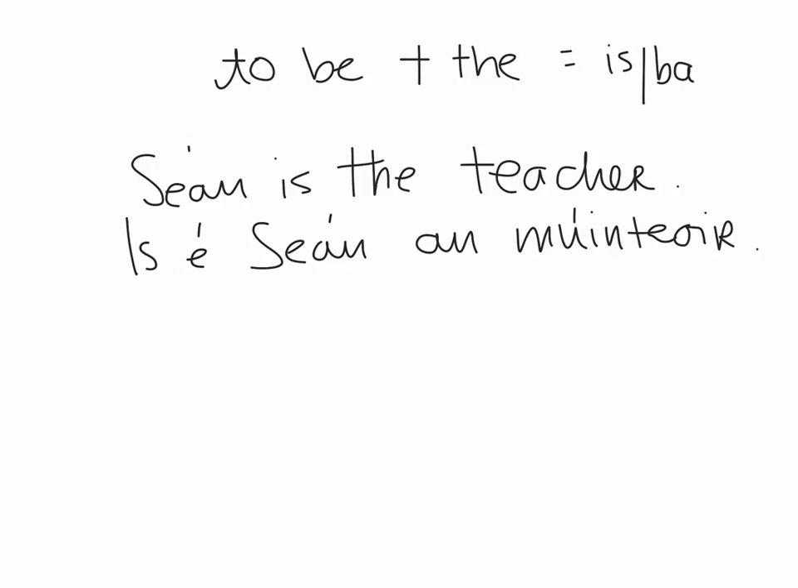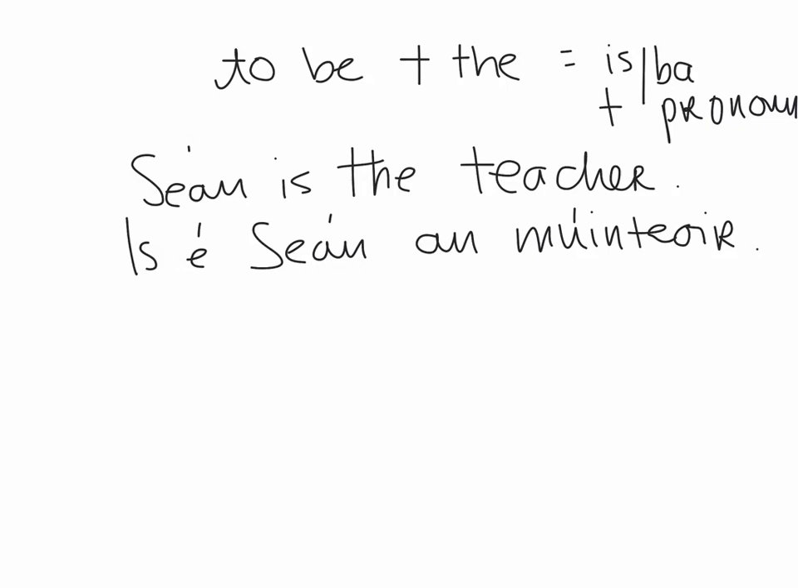I'm going to write that in up here. So when it's "to be" and "the", you're going to have "is" or "ba", and then you're going to have the pronoun. So I'll write pronoun. Pronouns: mé, tú, sé, sí, muid, sibh, siad. So it's like mé, tú, sé, sí, muid, sibh, siad, but just notice that sé, sí and siad lose the s's. So mé, tú, é, í, muid, sibh, iad. So if it's "to be" and "the", you're going to have "is" or "ba" at the start, then a pronoun, and the noun will be towards the end.